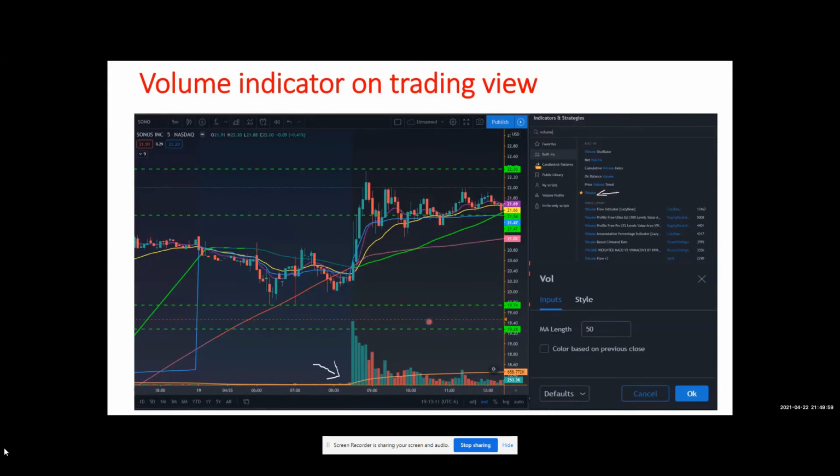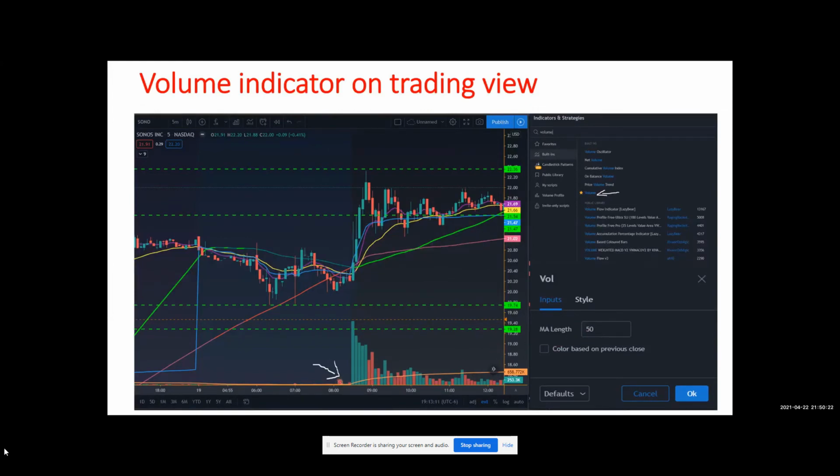Select that and you will see all these green histograms added to your chart. You'll see all these volume bars added to your chart. So that's the first step. The second step is you need to click the volume indicator and it's going to pop up a customizing menu. And over there, you're going to select volume MA. Volume MA just refers to the volume moving average.